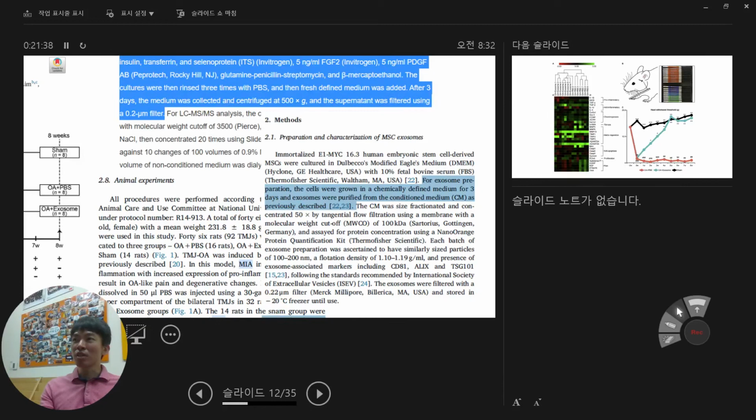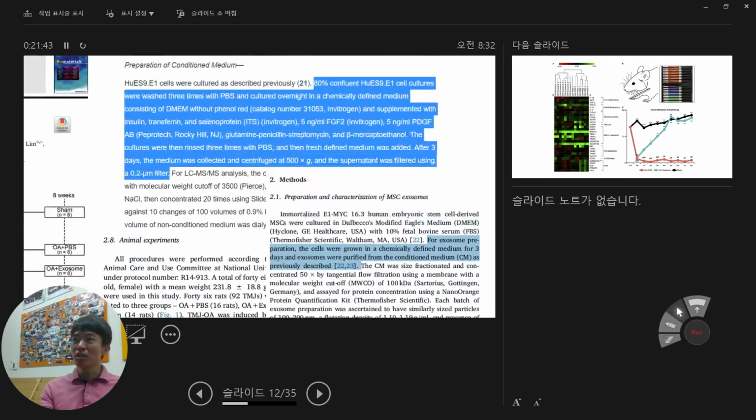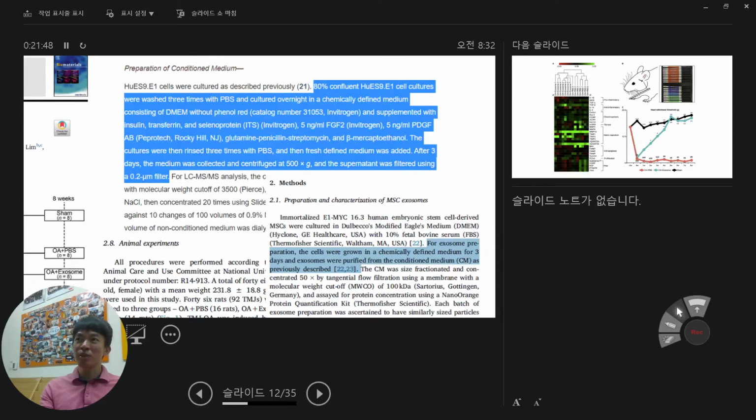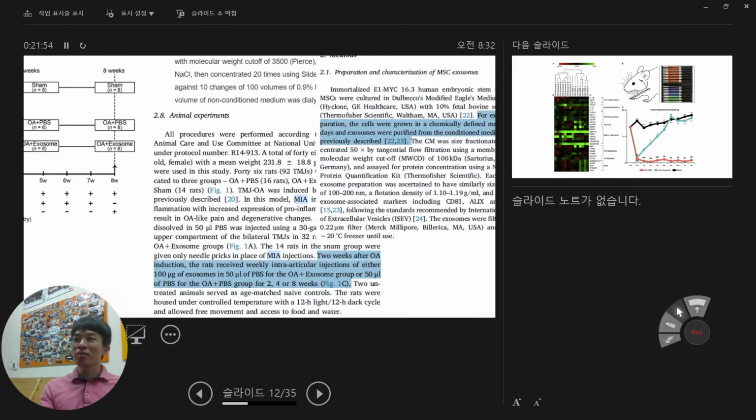This is the same conditioned media, and when I checked their reference 23, they didn't mention any detail. Two weeks later, they inject locally 100 microgram exosome in 50 microliter PBS. I think this is quite a large amount, because according to other literature they use 200 microgram. Normally when I check exosome amounts, it's quite large. But with nanoparticles we can also inject something like 200 microgram.